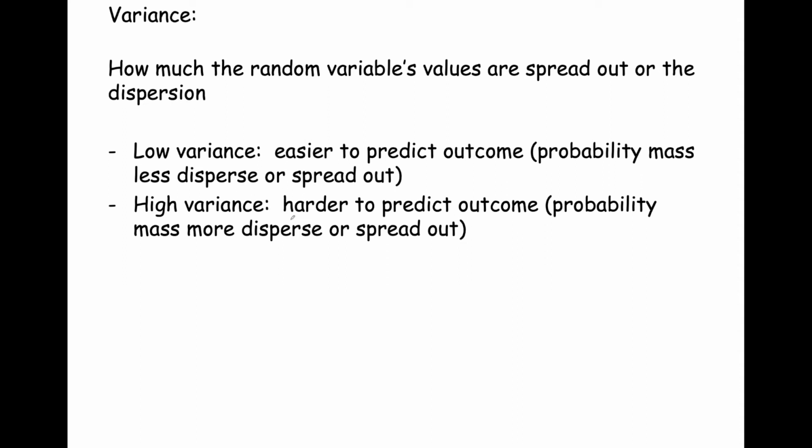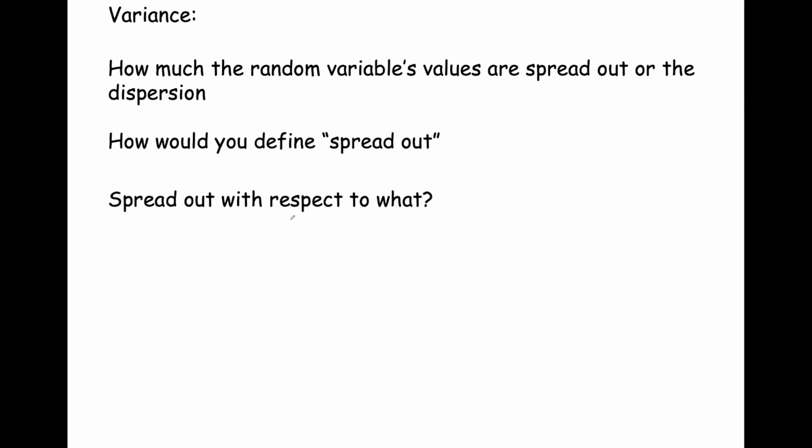Low variance means it's easier to predict the outcome because the probability mass is less spread out. So a fewer number of values or outcomes are going to be presenting themselves. If there are fewer alternatives, it's easier to get it right. Higher variance means it's harder to predict because the probability mass is more dispersed or spread out. So if you have more alternatives to choose from, it's more likely you're going to guess wrong, more ways to get it wrong.